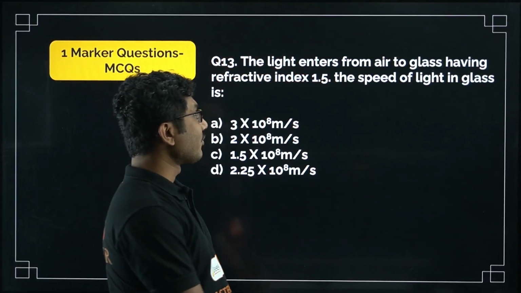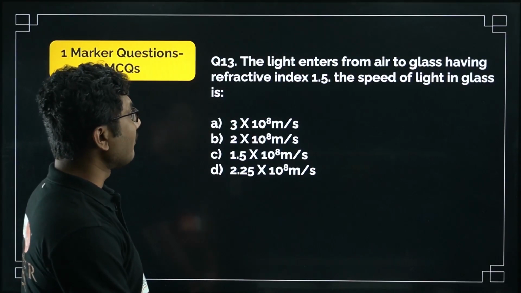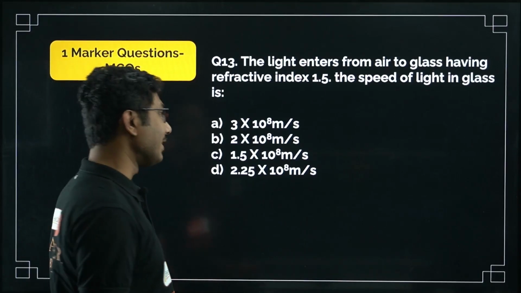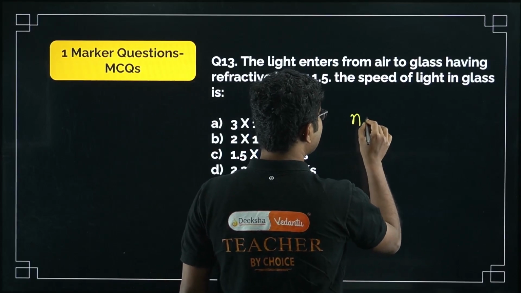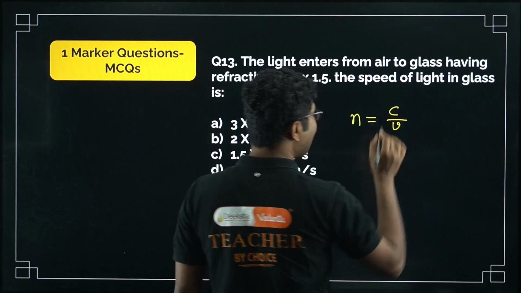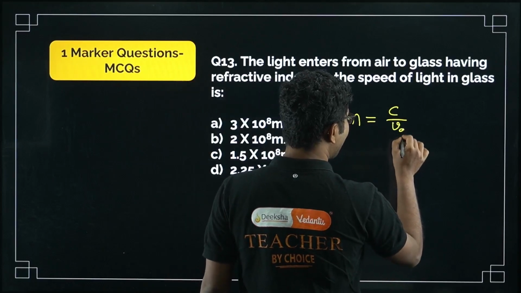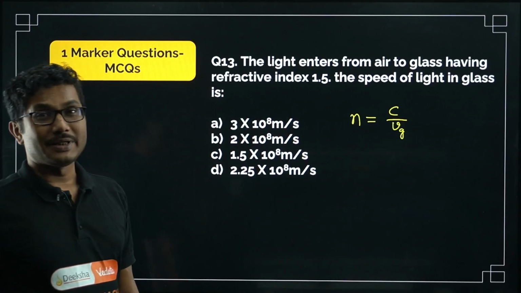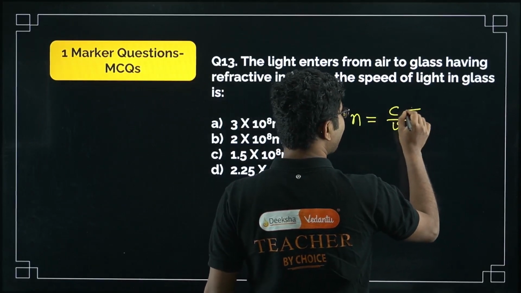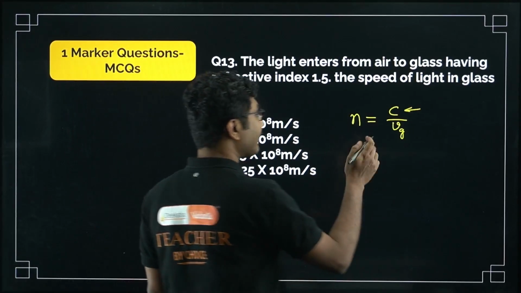The light enters from air to glass having refractive index 1.5. The speed of light in glass is. Very simple, easy, but still difficult question. We know that refractive index is given by the speed of light in vacuum divided by the speed of light in that particular medium. So for the speed of light in glass when it enters from air, air basically means the speed of light in vacuum; in both cases this is C. If it is any other medium, then we have to know the speed of light in that particular medium, but it is not required here.